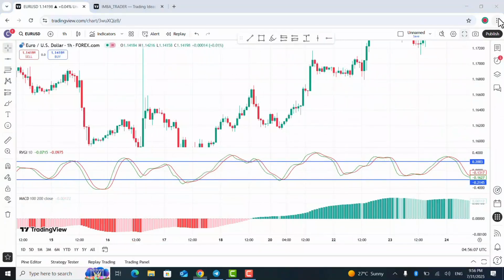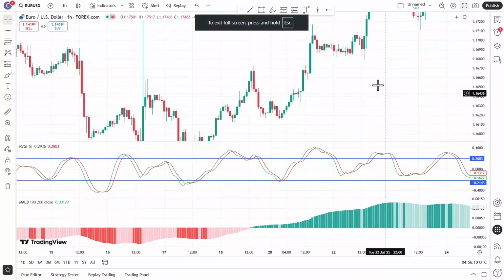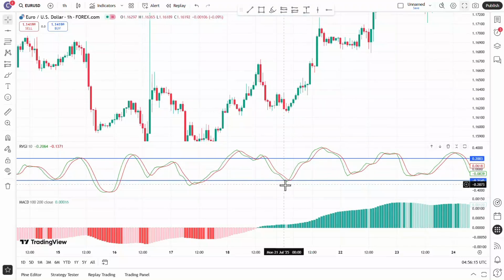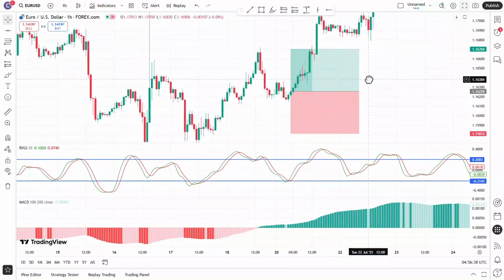Alright, now let's talk about how we actually enter a trade using this setup. For a long entry, here's what we are looking for. The signal line crosses above the RVI line. This crossover happens inside the oversold zone below the minus 0.2 line. At the same time, the MACD histogram must be dark green, not light green. Why? Because when the MACD is light green, it means the momentum is weak. The trend doesn't have enough power yet. Once you get the crossover and the MACD confirmed with dark green, that's your long entry.